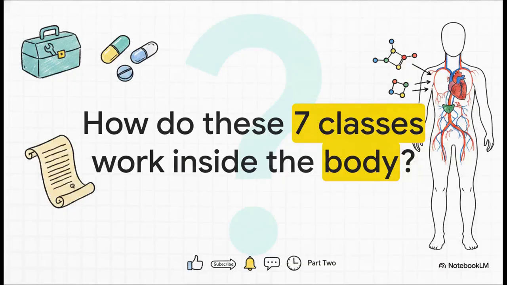All right, we have successfully categorized the entire toolbox. We know the names, we know the classes, and we've got the suffix hacks to remember them all. But this brings up the ultimate question. How exactly do all 7 of these drug classes actually work on a molecular level inside the body? What is their specific mechanism of action? Well, that is a massive topic for part 2.